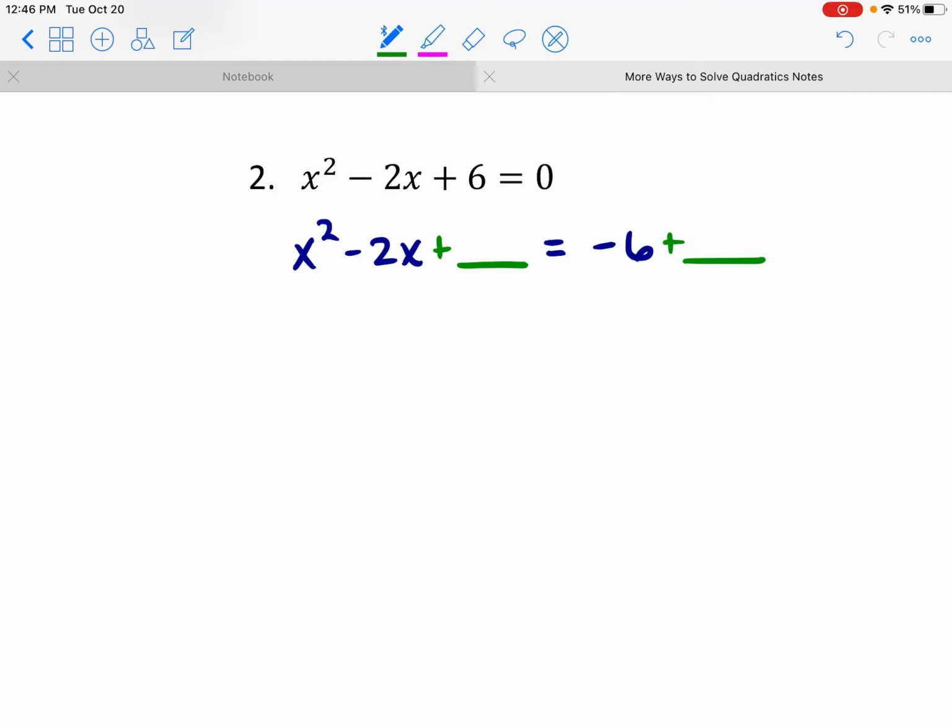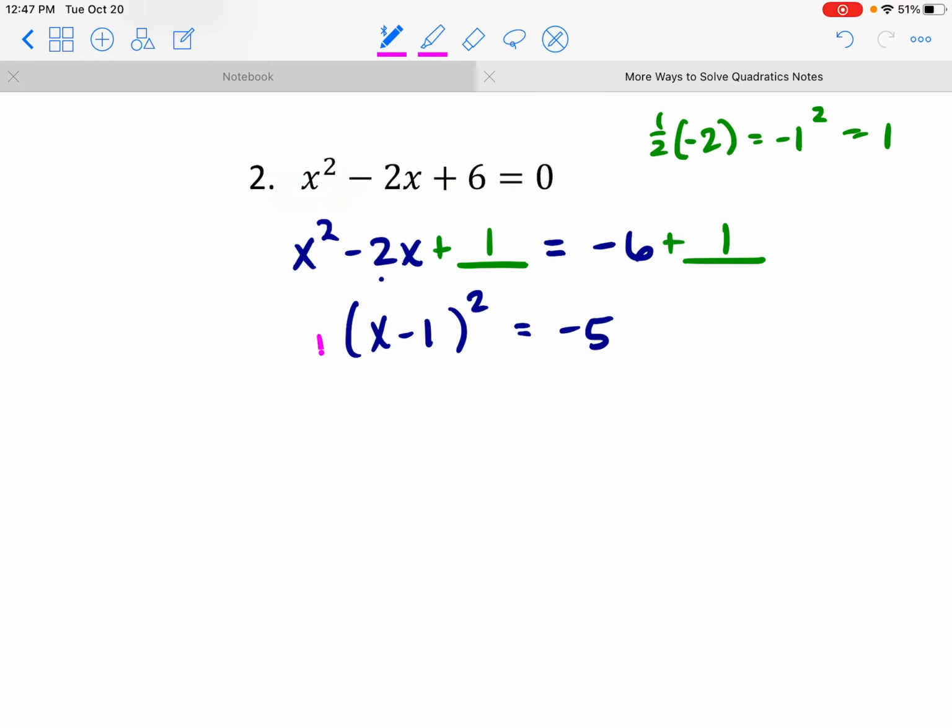So I'm going to be looking for half of b. In this case, half of negative 2 is negative 1, and then I'm going to square that to get a positive 1. So positive 1 is what I'm going to add to both sides. And now factors of 1 that make negative 2 would be negative 1, negative 1, which makes sense. Remember, we were trying to split those two up. So this is going to factor into x minus 1 squared. And on the other side, the negative 6 and the positive 1 give me a negative 5.